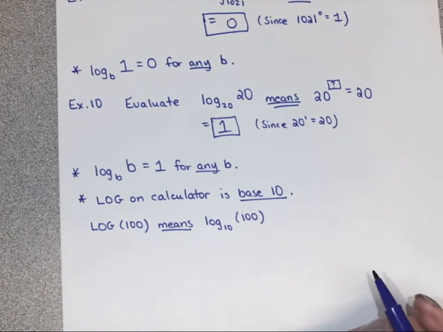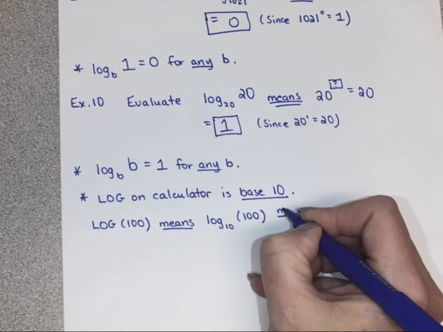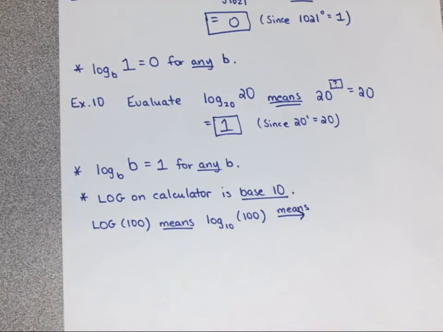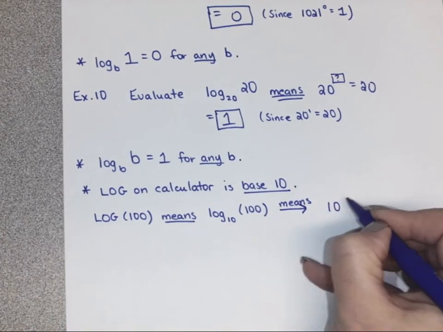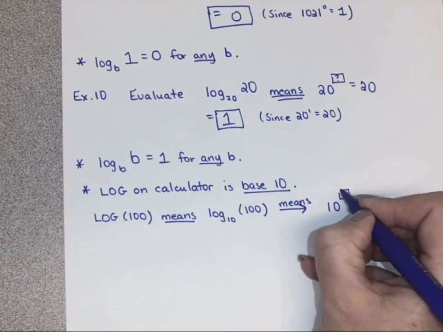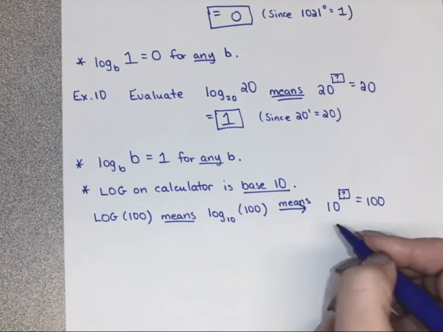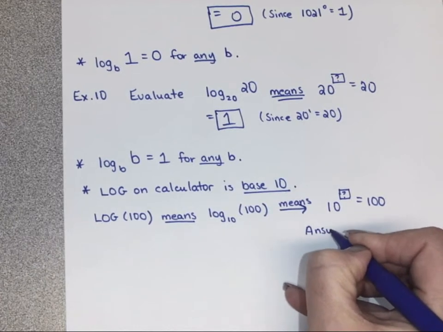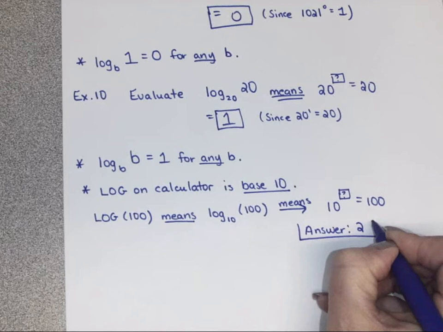So we're going to punch this in the calculator, but I want to talk about what we expect the answer to be, right? What does this mean? So what does log base 10 of 100 really mean? 10 to the what power gives me 100? Okay, so what am I expecting my answer to be then? What power of 10 does give me 100? 2, right? 10 times itself.